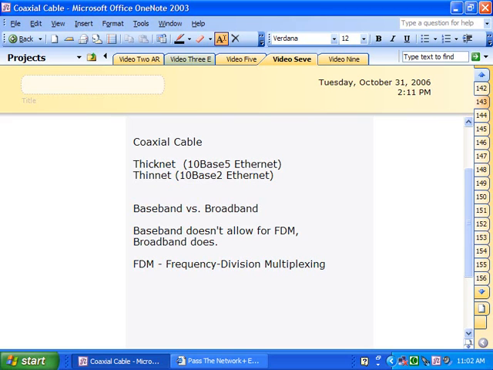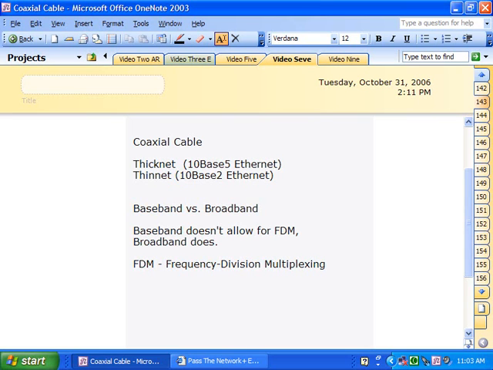Now, the two major forms of coax you still see on occasion are thick net and thin net. Thick net is 10Base5 Ethernet, and it's also commonly referred to as thick Ethernet. Thin net is 10Base2 Ethernet, and again, it's commonly referred to as thin Ethernet. Now, you're going to see values like 10Base5 and 10Base2 quite commonly throughout this video. You're going to see them on your exam, I can practically guarantee that. And you're going to see them in the field as well. So let's get you up to speed on exactly what that means.